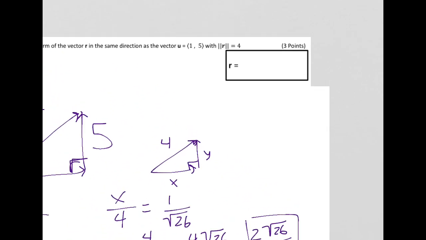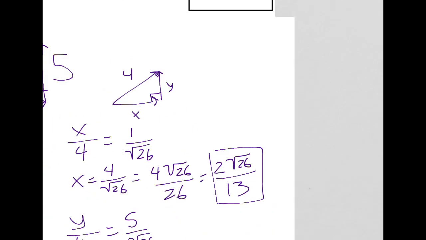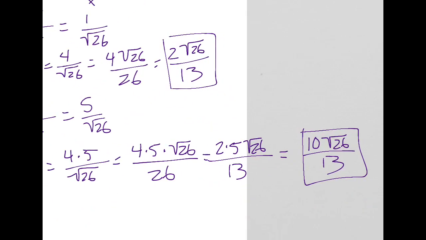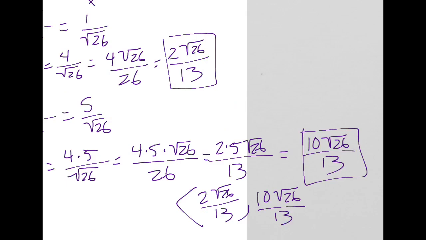So when I then write this as a vector, I'm going to get the horizontal component, which is 2 root 26 over 13, comma the vertical component, which is 10 root 26 over 13. And that is my vector.